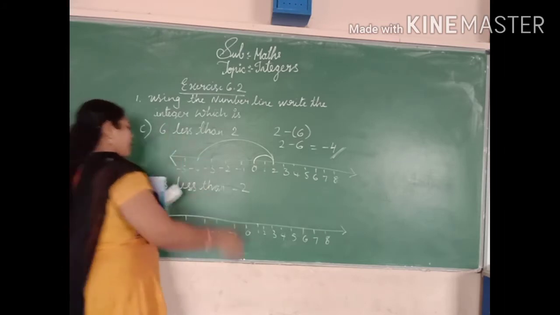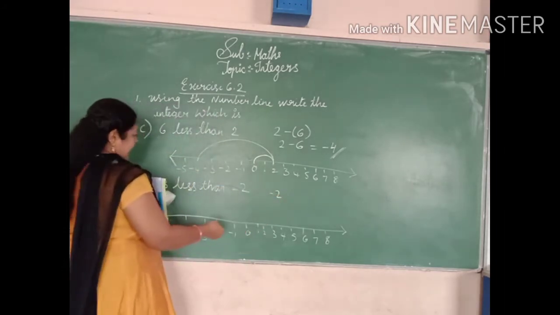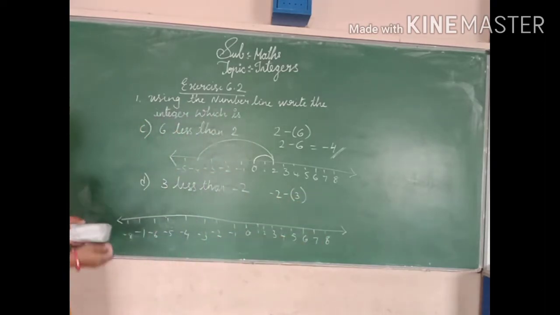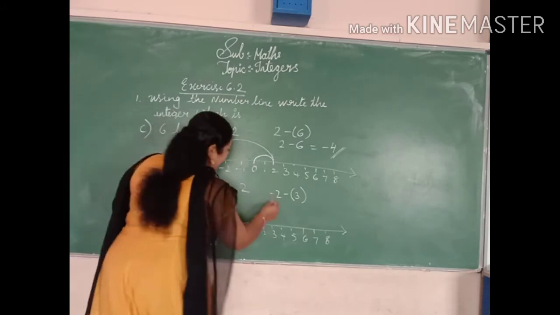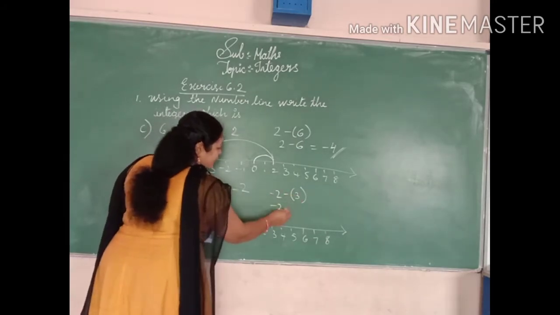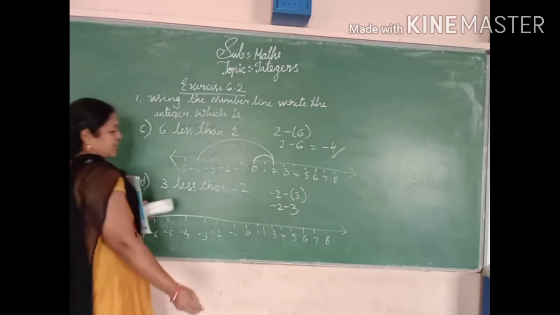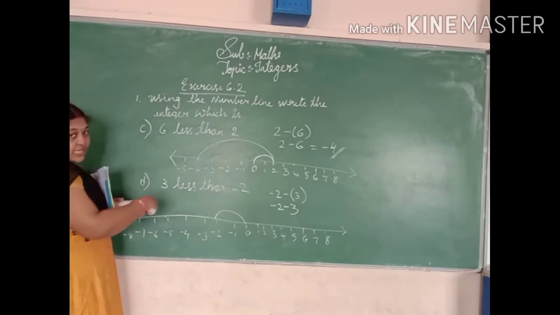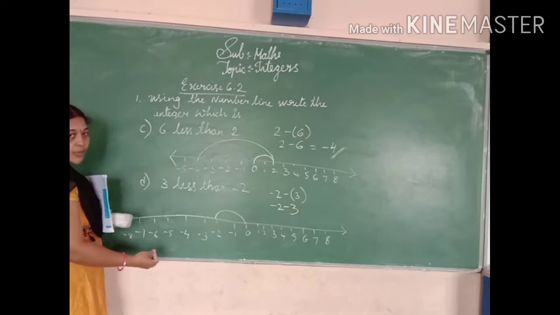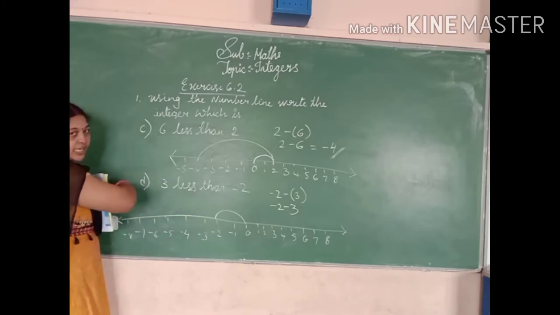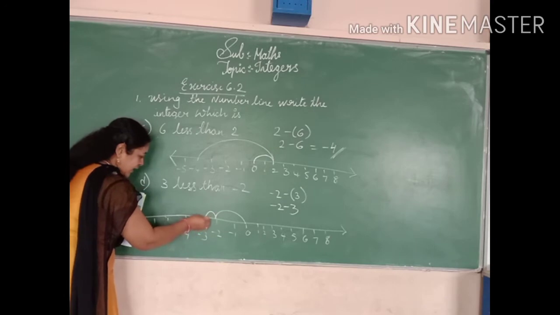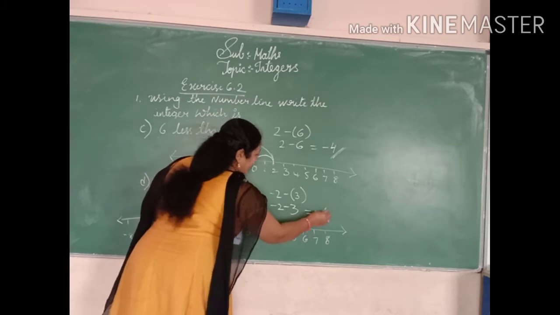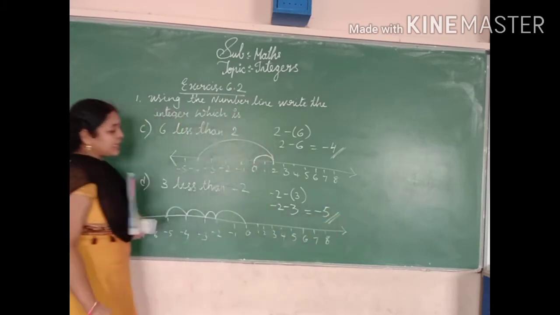So here it is minus 2, 3 less, minus 3. 3 less than minus 2. Again we have minus 2, minus into plus, it's minus 3. So therefore from 0 to minus 2 less. Here when you get into negative numbers, what is less? Coming in the left side direction. So we get 1, 2, 3. So we have minus 5 as the answer.